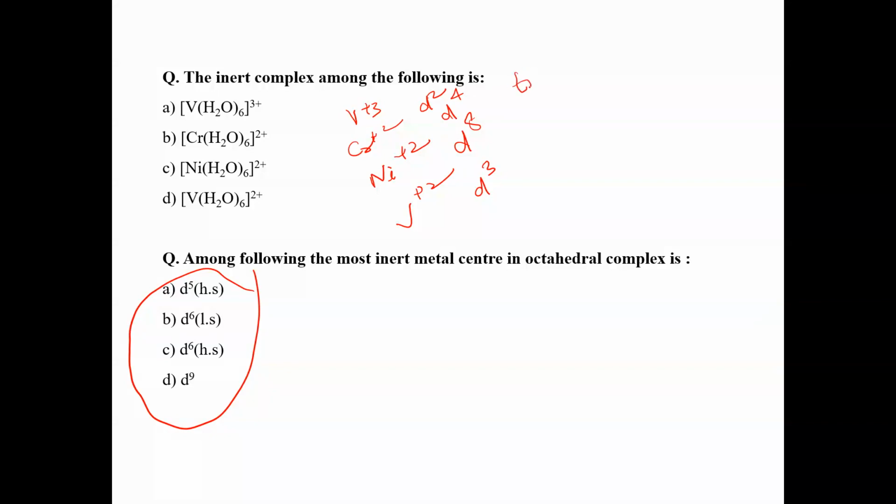It will be t2g2, right? It will be t2g3 eg1, and it will be t2g3 eg0. Okay, and what about this one? It will be t2g6 and eg2.